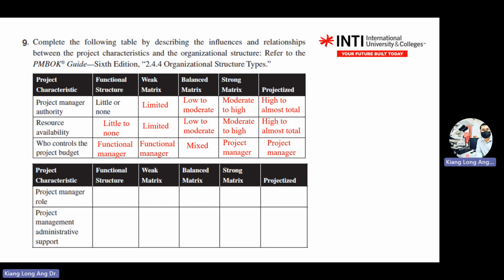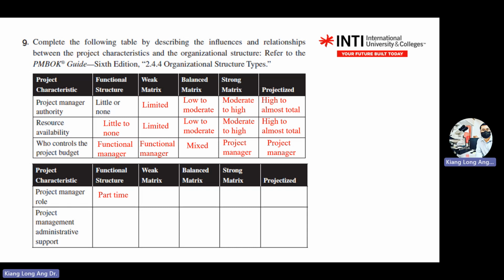Then you go to the project manager role here. The answer only has two options: full time or part time. When you have a functional structure, what is the status of the project manager? Is the project manager full time or part time over here? Here, of course, full time, because it's a project. But what do you think here? Here it is part time, because functional.